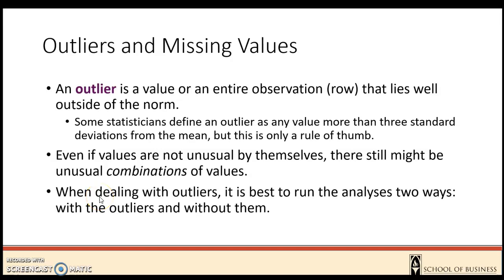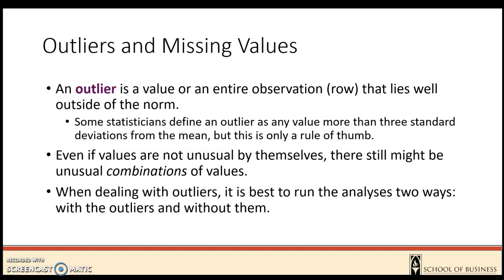And the last thing that I want to quickly talk about this week is just outliers and missing values, and what they are and how we take care of them. So the first one is what we call an outlier. And an outlier is a value or an entire observation, remember the observations are the rows, that lie outside of the norm.